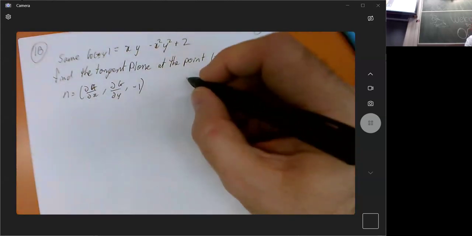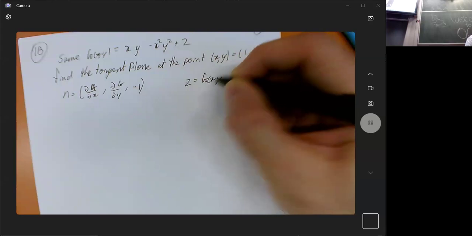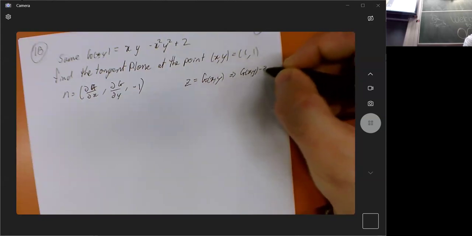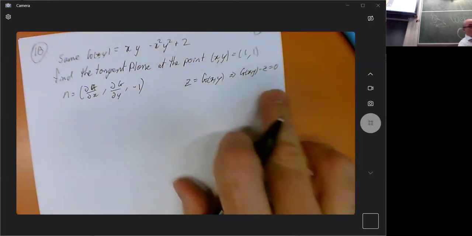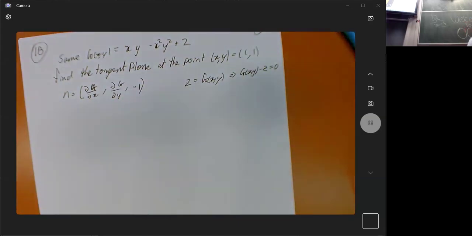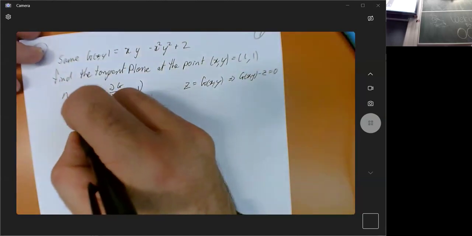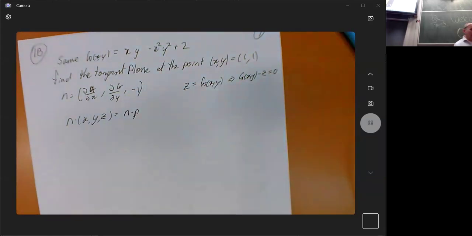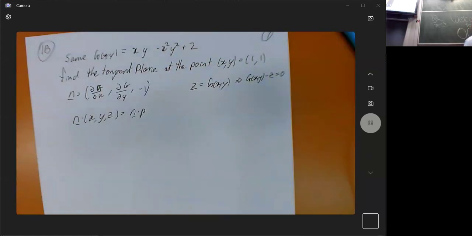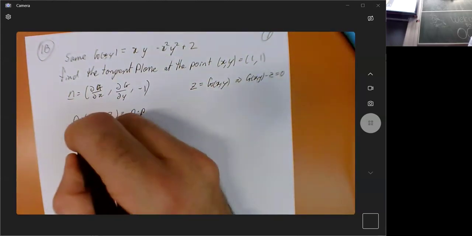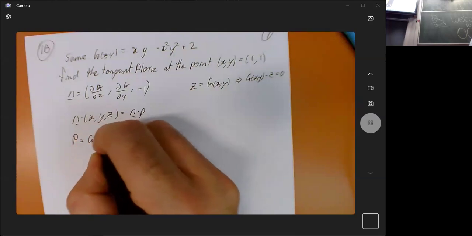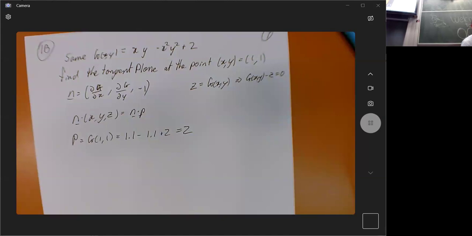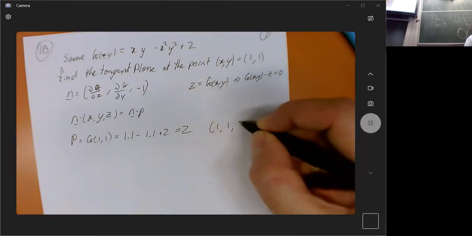Literally all we did is we said z is equal to g of x, y, and so we rearrange that to say g of x, y minus z is equal to 0. This is just the partial derivative of that expression with respect to z. Now, my favorite plan is to do normal dot with x, y, z is equal to normal dot with a point. Normal is a vector, so we should work this thing out. First thing, P is equal to g of 1, 1, which is equal to 1 times 1 minus 1 times 1 plus 2. It's equal to 2. So my P is 1, 1, 2.